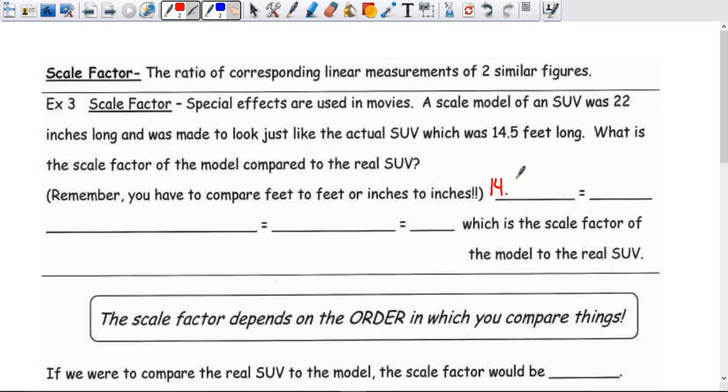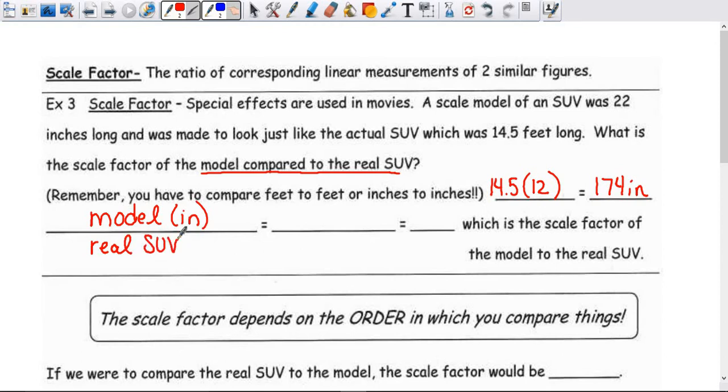So we have to take 14.5 feet and multiply it by 12 inches in a foot, and you get 174 inches for the real SUV. So now it said compare the model to the real. So we're going to put the model on top, in inches, and we're going to put the real SUV on the bottom because we're creating a ratio here for our scale factor. All right, so the model was 22 inches, and the real one is 174 inches.